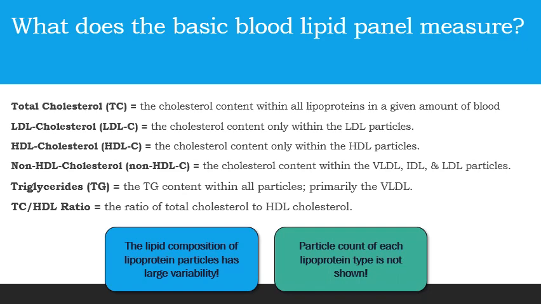The particle is the truck, the vehicle, and the cholesterol or the triglyceride is the cargo. The same amount of cargo could be carried by tons of little trucks or just one giant truck. The above tests only measure the cargo, not the trucks. Let's talk about why knowing the amount of trucks you have to carry your cargo, or your particle count, matters.